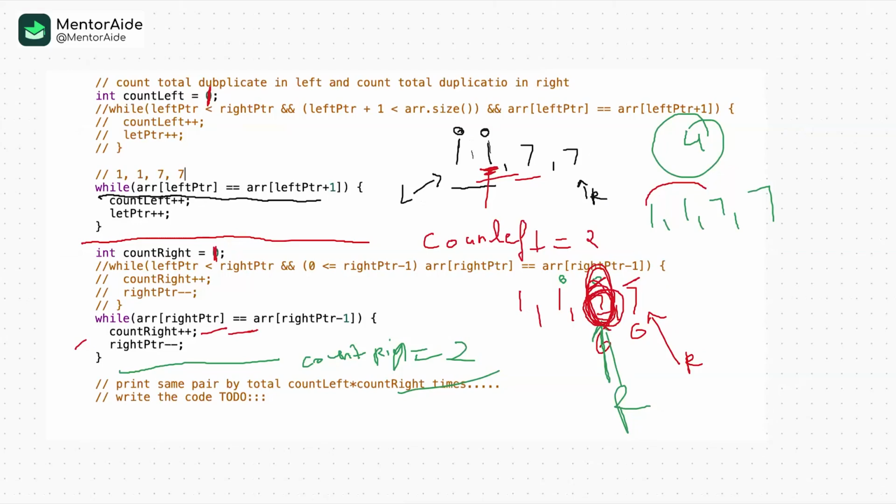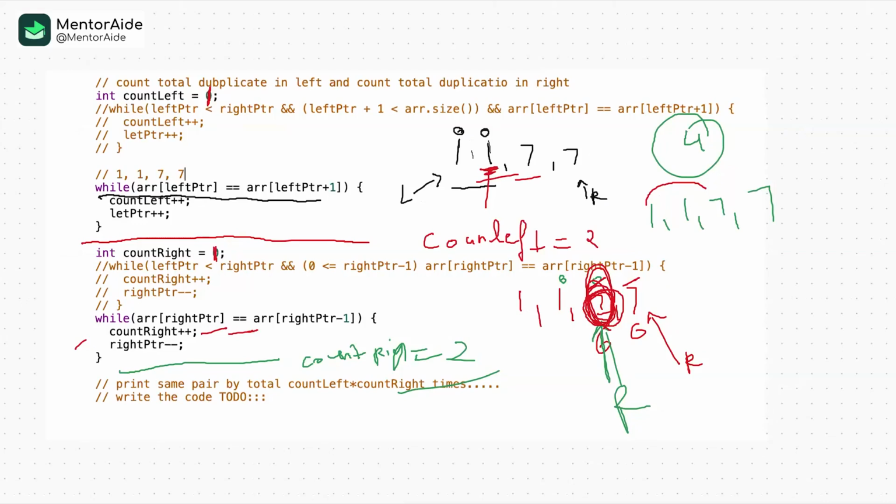Sir, why are we not using count right minus? Count right is for counting the frequency of the same values. Okay, got it, counting. Clear now? Yeah.